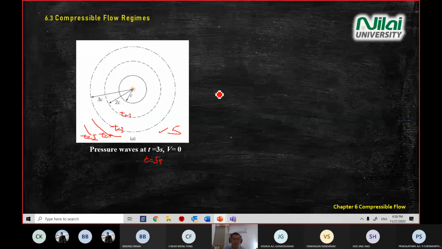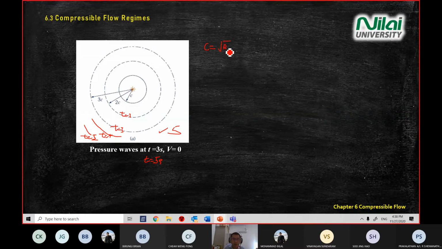Sorry, so each ripple is 1 second? In this case, yes, because c is equal to the square root of RTK just now. You get a value in meters per second. Let's say we get 100 meters per second. The radius of this one will be 100 meters after 1 second, correct? Yes, t equal to 1 second. So this is the radius. Then after 2 seconds, 3 seconds, 4 seconds, 5 seconds after that. So in principle, you should know how to draw the pressure wave if the source doesn't move.